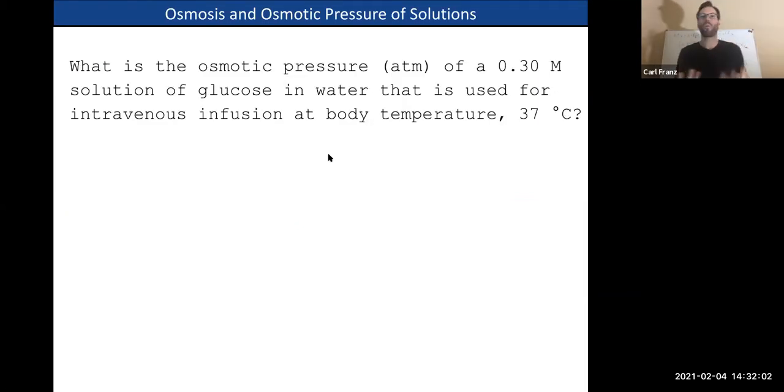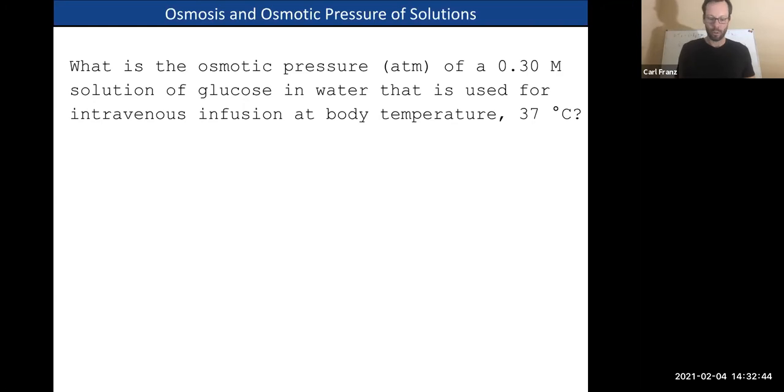Okay, so how do we apply this concept of osmotic pressure? Well, osmotic pressure is going to be in atm or torr or kilopascals. And this question is saying that we have a 0.3 molar solution of glucose, and that's going to be in water, and we're going to use that as an IV in a patient that has a body temperature of 37 degrees Celsius. What is the osmotic pressure in atmospheres?